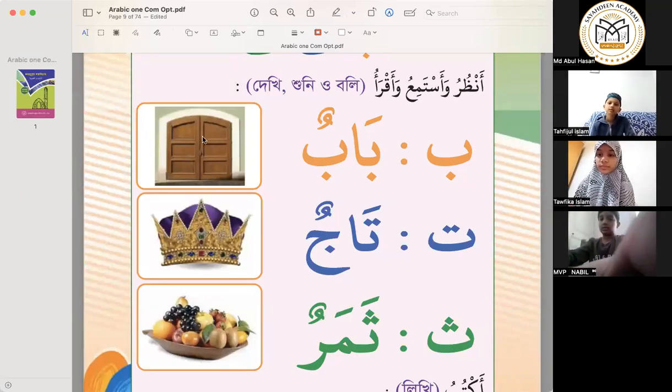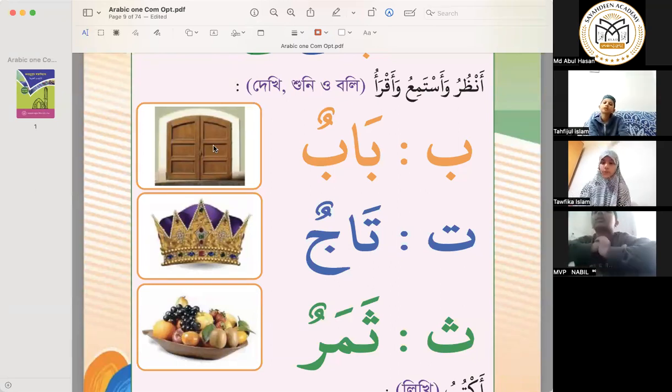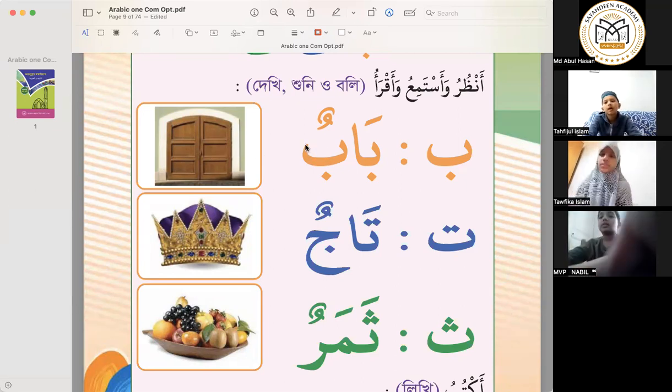Okay, Taufika, what do you see in this picture? A door. So say هذا باب. This is a door. Everyone say 3 times. هذا باب. This is the door.